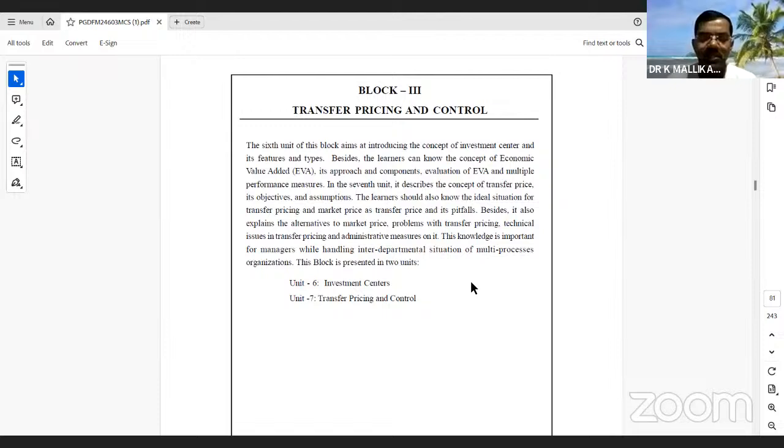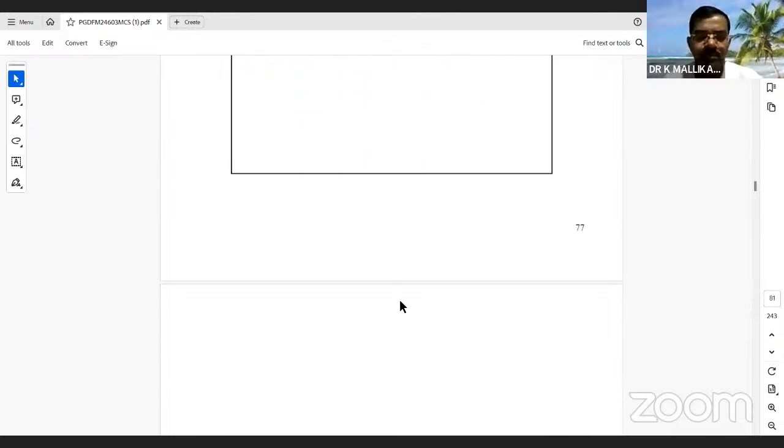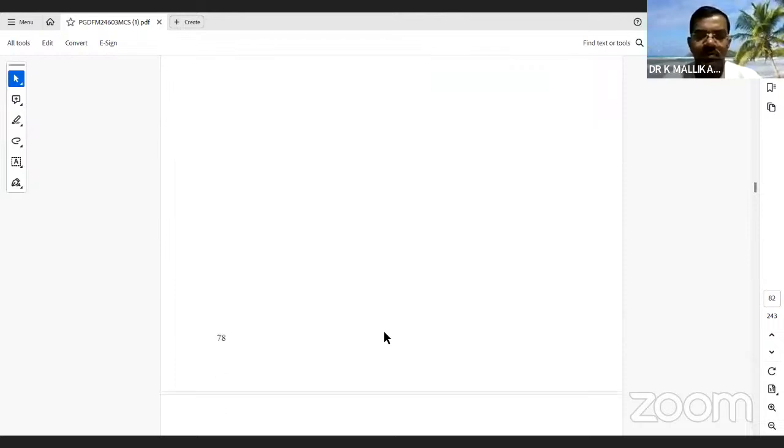In the previous class, yesterday, we discussed three topics: profit center, cost center, and responsibility center. It is a continuation of the previous block. Today we will discuss in depth two areas. One is investment center. The second one is transfer pricing and control mechanism. So let's start with the investment center.